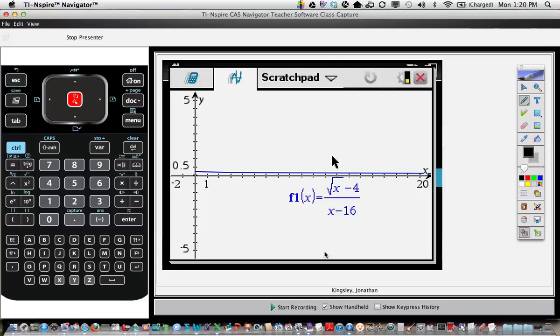Now, the first thing he talked about is direct substitution. So on our calculator, what would be the equivalent of direct substitution? The limit as x approaches 16, that would be direct substitution. We'd want to plug a 16 in for x. And the way we would do that is trace. So go to menu and trace.